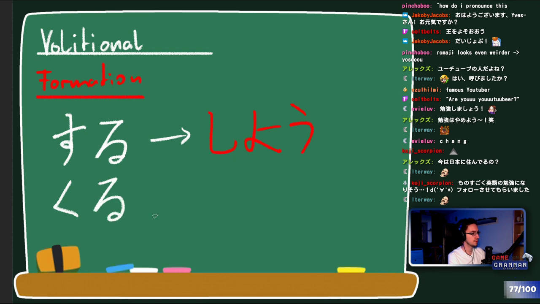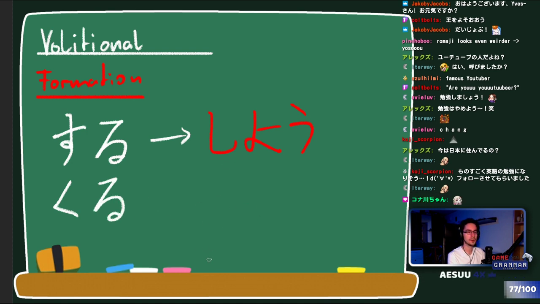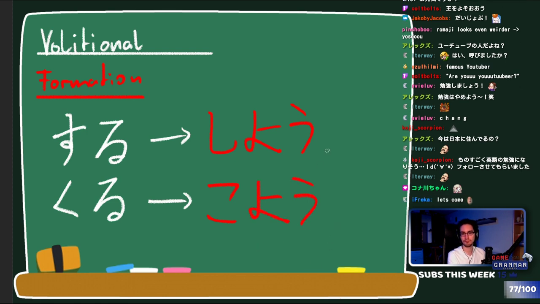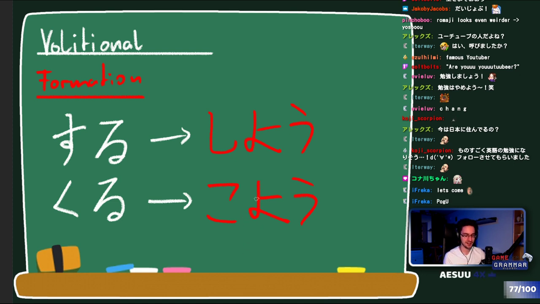simply turns into koyo. I think I should be right there. Koyo just being let's come or something like that. Sometimes I have to think if I'm right, but yeah, it is koyo. Koyo, let's come. Also, you'd use iku for the other one. Don't get confused with kuru and iku. It's very different. In the West we come, but in Japan they go.